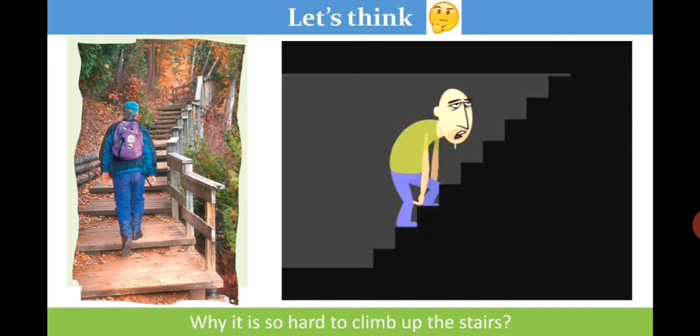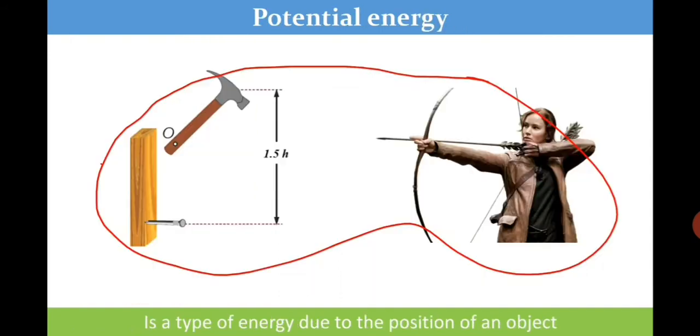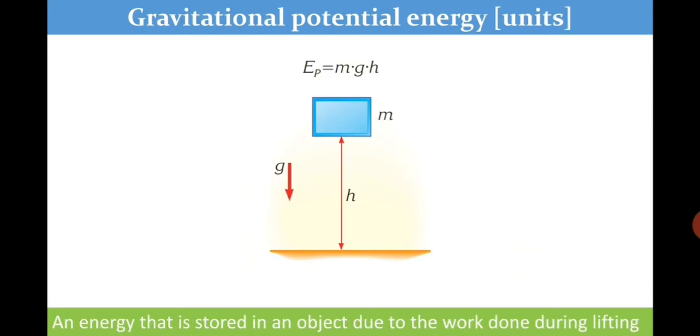Let's think why it is so hard to climb up the stairs. You have a few minutes. Because climbing a flight of stairs uses more muscles than walking. We spend more energy. What is potential energy? It's a type of energy due to the position of an object.